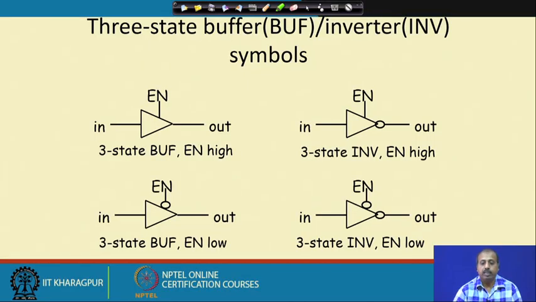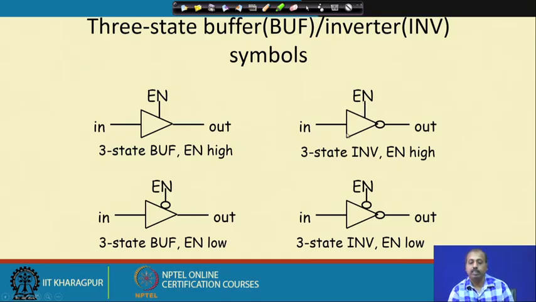Now, there are many such 3 state buffer configurations. I can have this buffer with enable high. Enable high means when this enable equals 1, then only will the output get the value of the input. Sometimes we have a 3 state inverter. This is a basic inverter logic, but there is also an enable line.